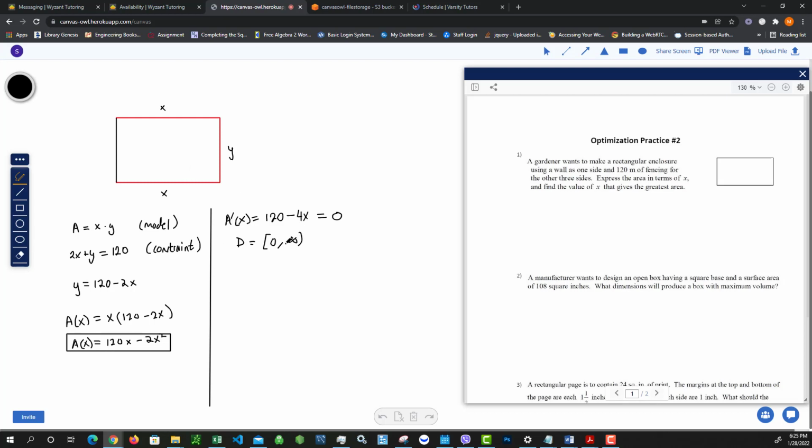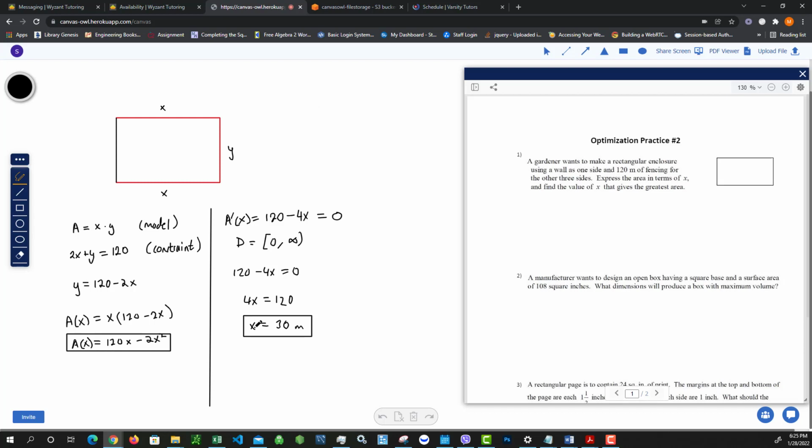Okay, so let's go ahead and solve for x. So we're going to write 120 minus 4x is equal to 0. So this means 4x equals 120. And this gives us x is equal to 30 for our critical point. So this x equals 30 represents the value that maximizes the area.